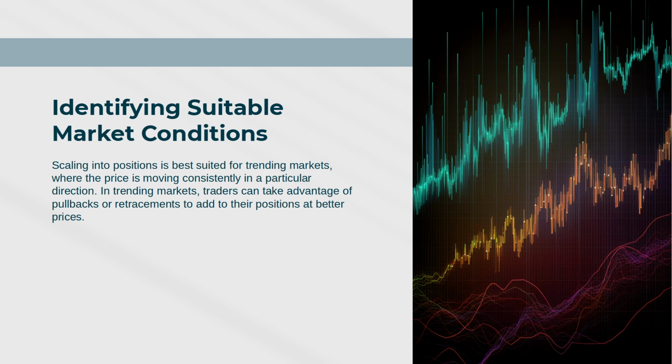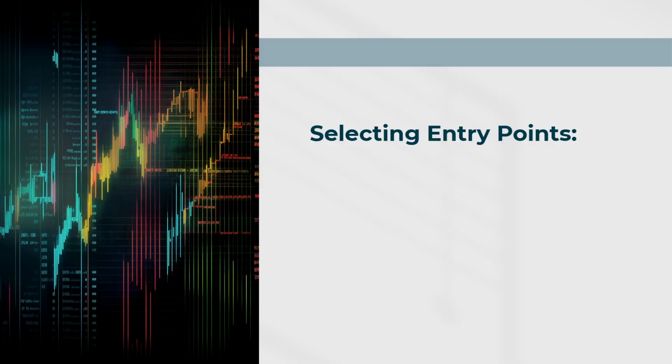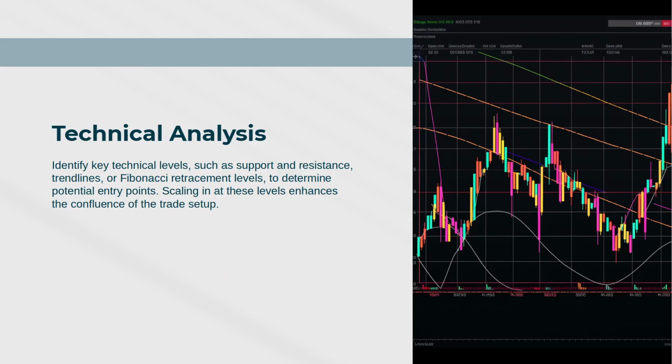Identifying suitable market conditions. Scaling into positions is best suited for trending markets, where the price is moving consistently in a particular direction. In trending markets, traders can take advantage of pullbacks or retracements to add to their positions at better prices. Selecting entry points. Technical analysis. Identify key technical levels, such as support and resistance, trend lines, or Fibonacci retracement levels to determine potential entry points. Scaling in at these levels enhances the confluence of the trade setup.